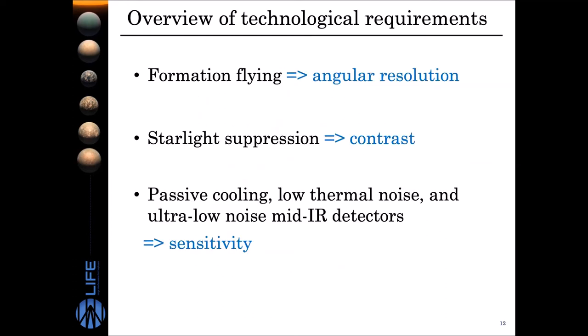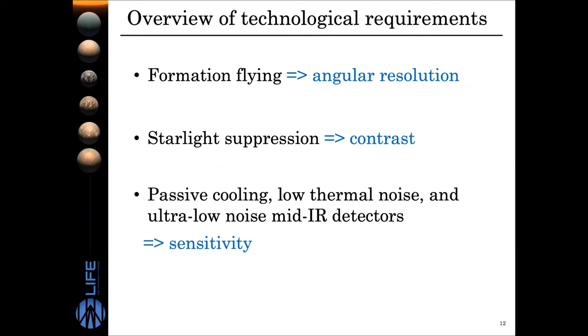Now I will jump into the technological requirements for this kind of mission. The first one is formation flying. This is to achieve the angular resolution. If we need a baseline of 500 meters, currently there is no way to launch a monolithic telescope that big in space. We need formation flying technologies.